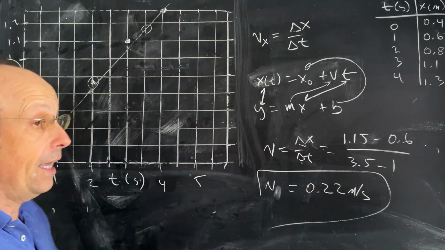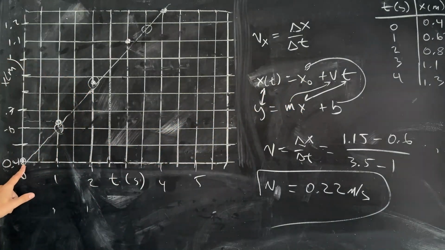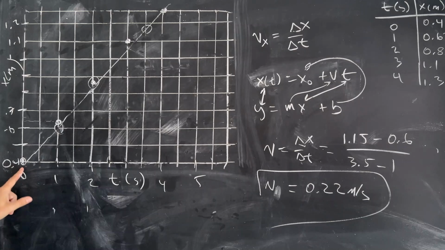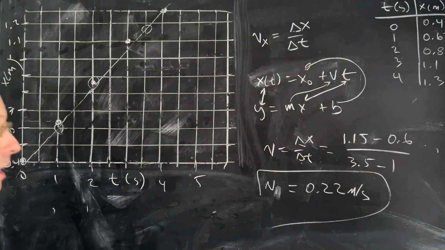One more thing I can get from my line is this x0. That's the y-intercept. So where does this intercept the y-axis? Well, looking at my graph right there, it's very close to 0.4, which we knew because we had it there. So we could say the initial position is 0.4.